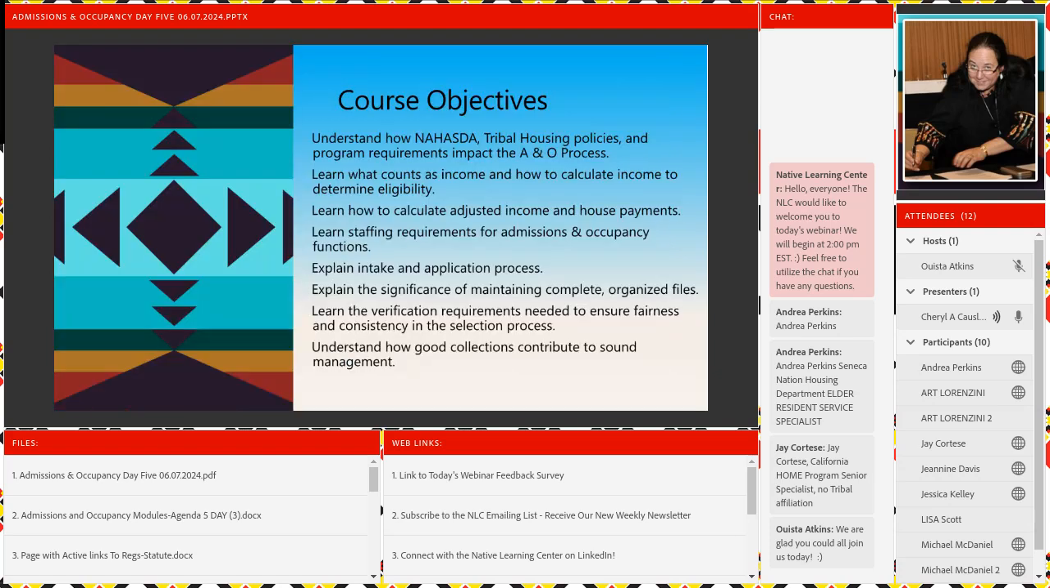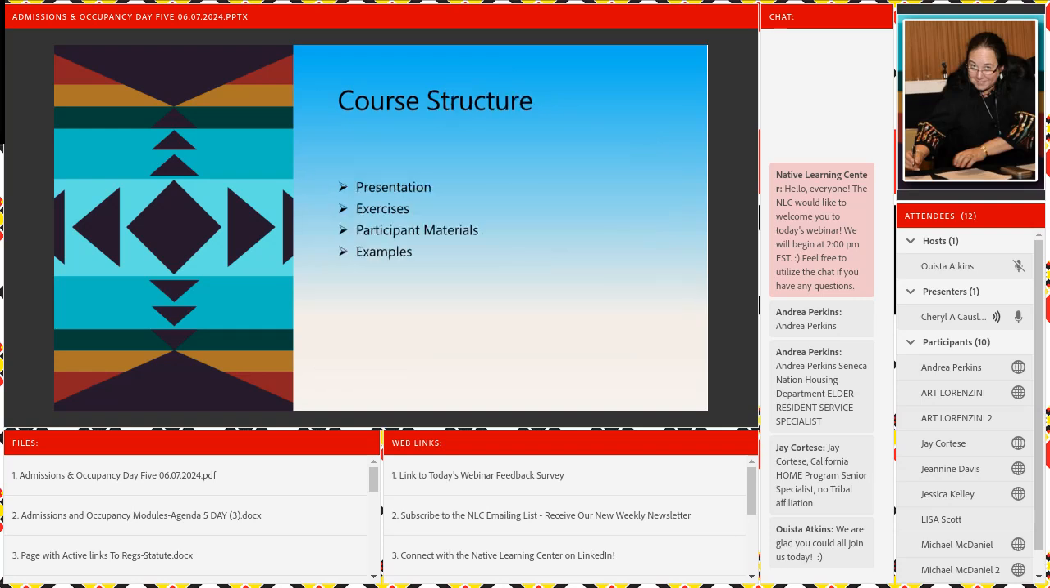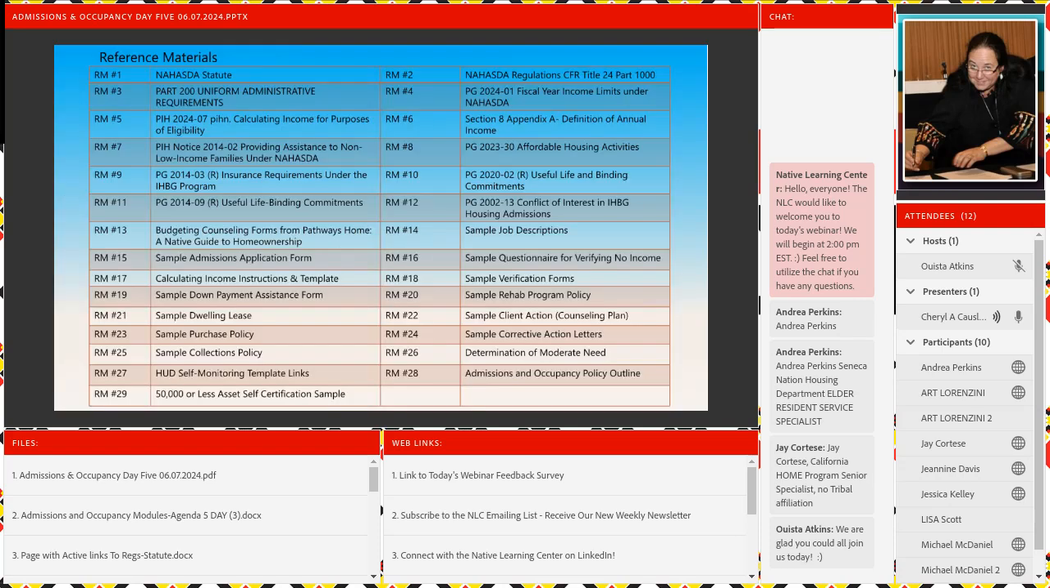So our objectives, again, we're going to get into the collections portion, I believe, today. We're going to continue to learn all of the different components of occupancy, as we've been doing all week. You know the structure.